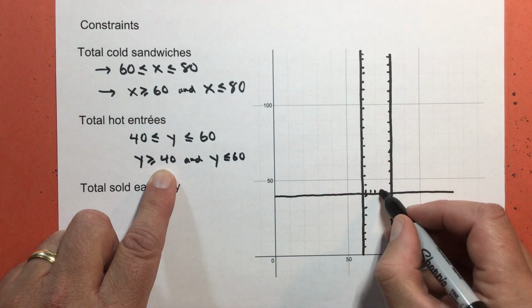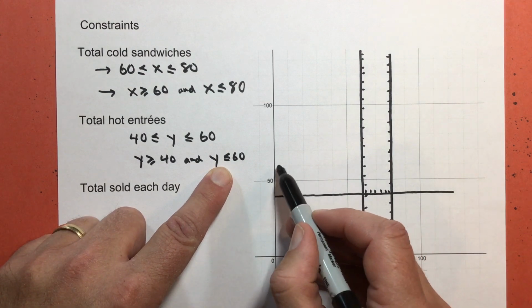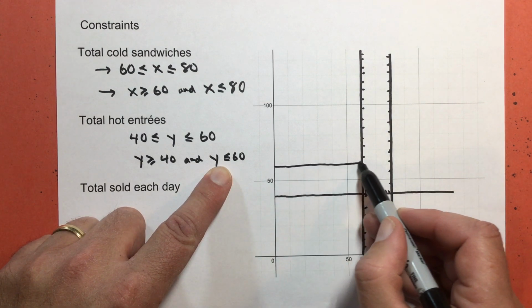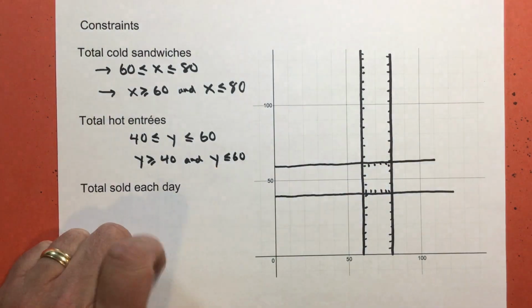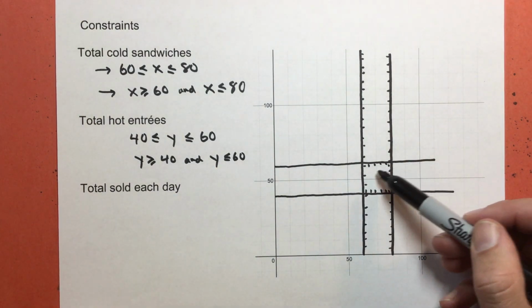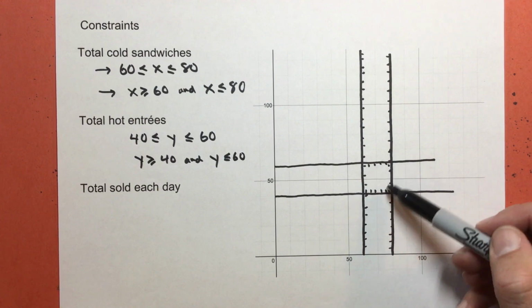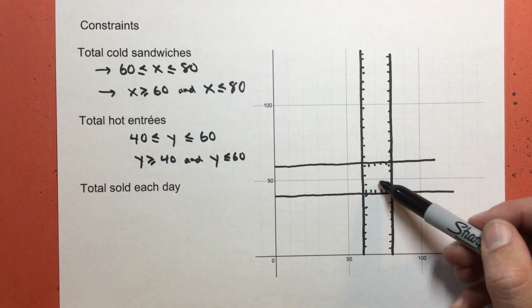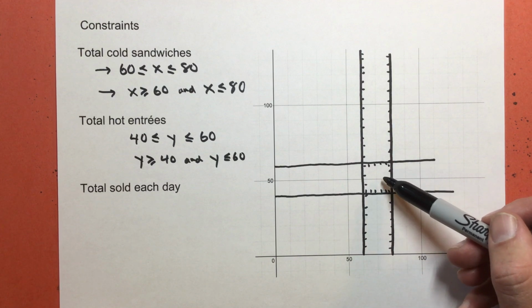And I'm going to have more than that. And my boundary line is y equals 60, so that's going to be right here. And I'm going to be less than that. So in this box right here, in this rectangle, which happens to be a square, but don't worry about that, is going to be how many cold sandwiches and how many entrees we're going to make.